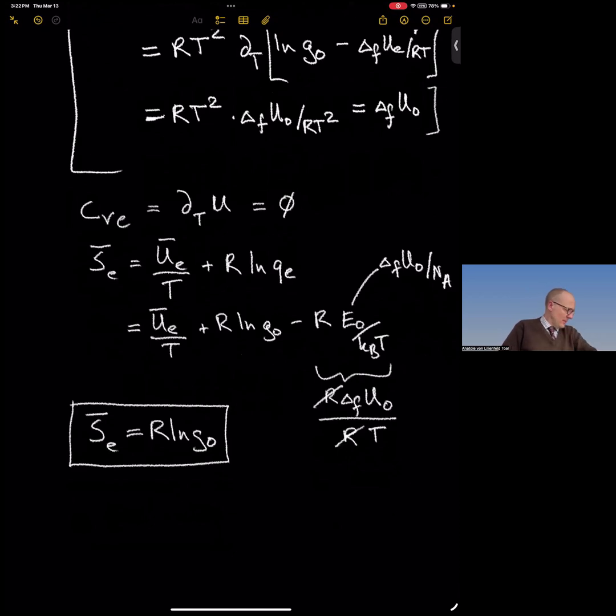Now, most molecules have G0, your electronic degeneracy, equal to 1. Okay.